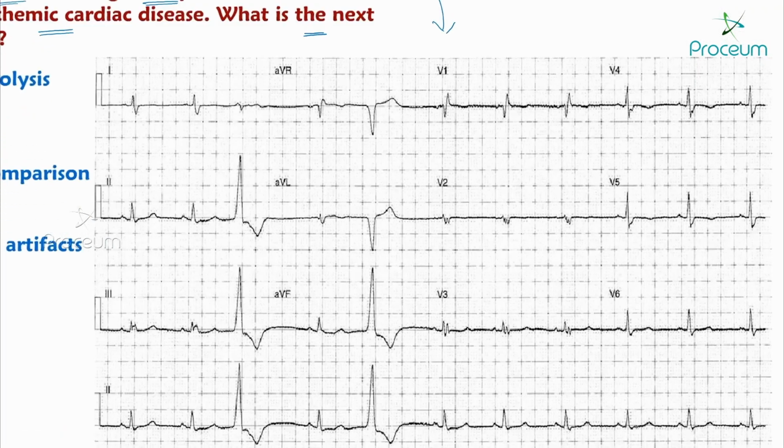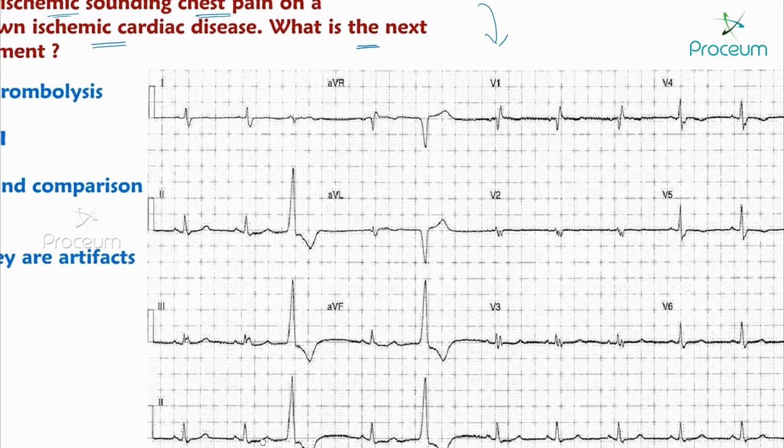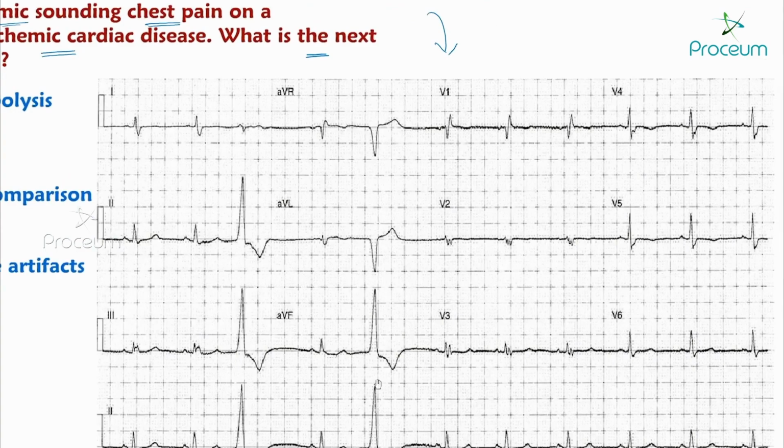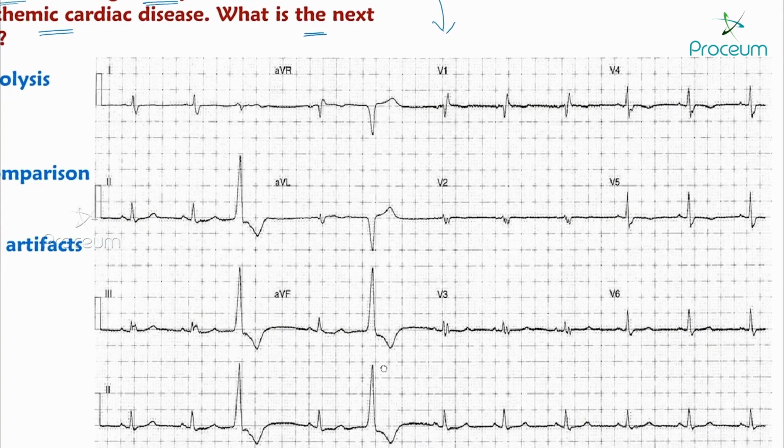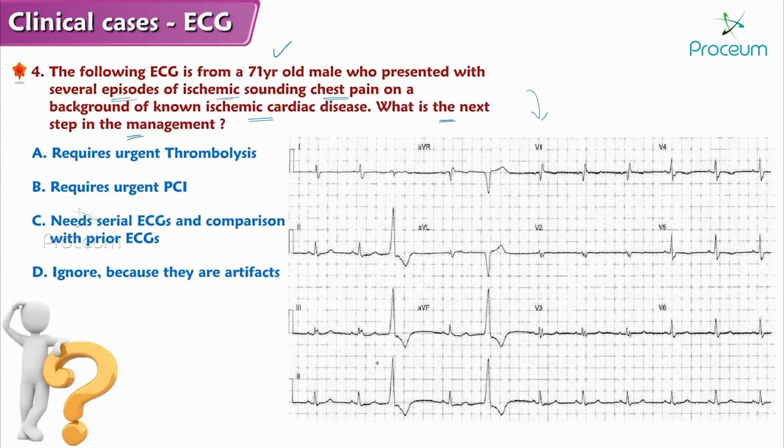Right. So you can make out that there are some abnormal complexes within the rhythm strip. So you see this is an abnormal complex, right? And this is another abnormal complex. Now, what are these abnormal complexes? These abnormal complexes, right, they are broad QRS complexes.